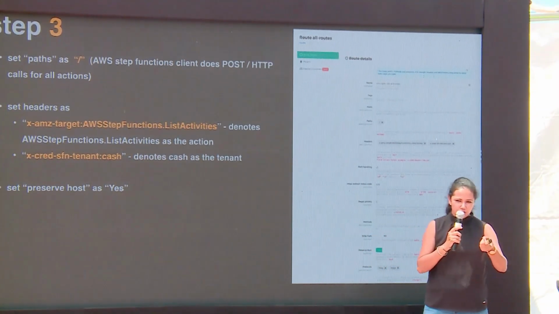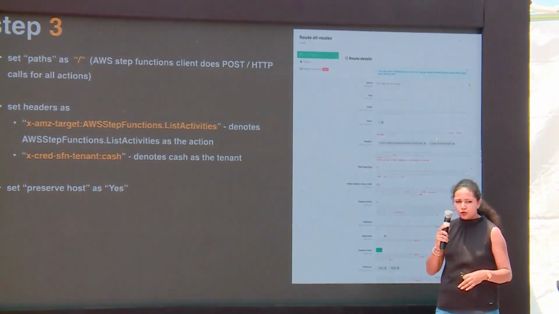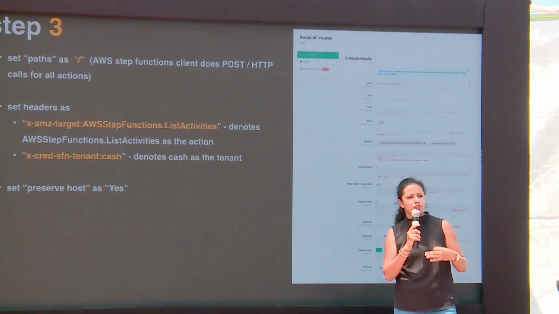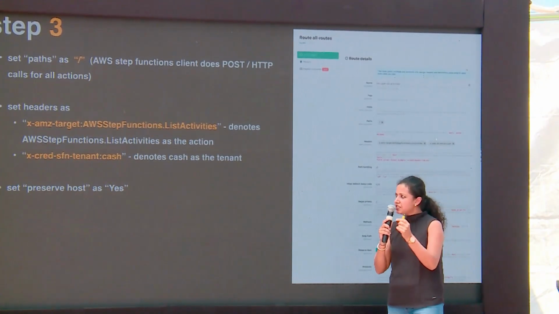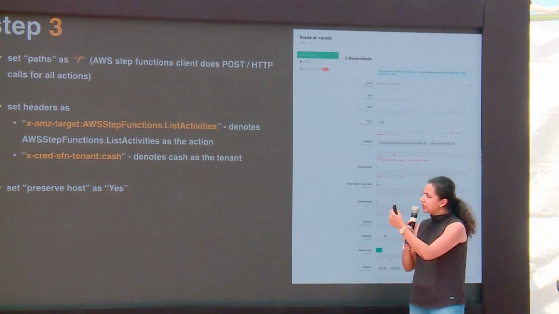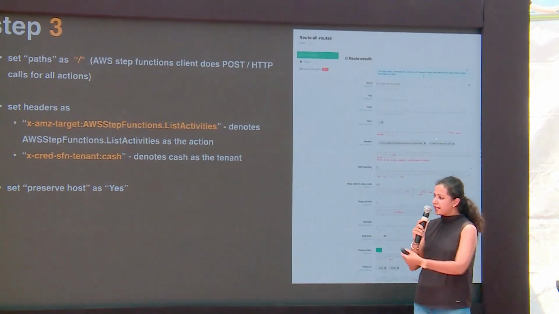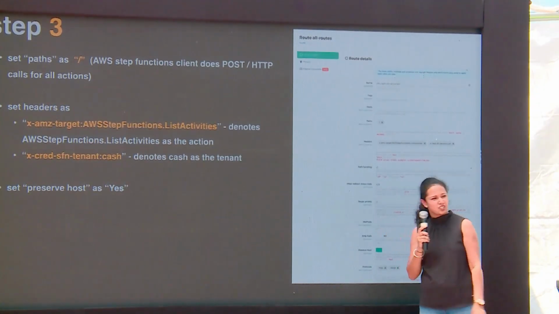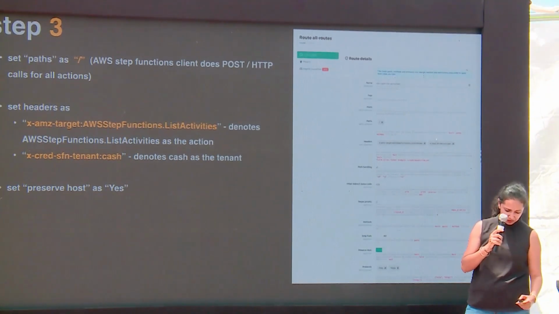Could be execution history, where you want to get the execution history of a Step Function, or you want to list the activities which are happening, or you want to list the tasks which are happening, right? So we can specifically specify which methods we want to rate limit. In this case, we are rate limiting the list activities of the Step Function. And the final thing that we have to do is set preserve host in the routes as yes, we'll have to preserve the host for that, right?